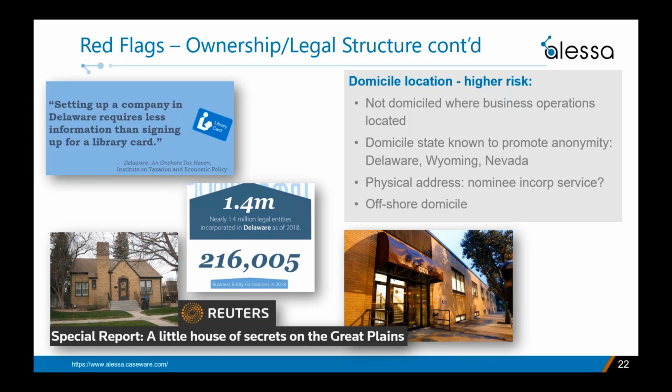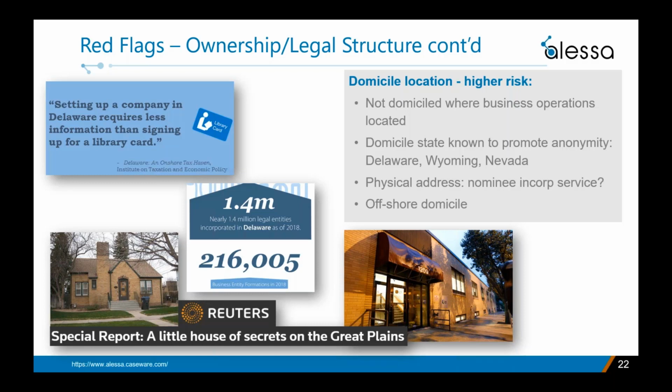These images here reflect the magnitude of anonymous corporate formation in the US, especially in Delaware and Wyoming. In 2018, there were over 216,000 new legal entities formed in Delaware, bringing the total of all companies incorporated in Delaware at the end of that year to 1.4 million. And I find this astounding considering the population of the state is only about 967,000.